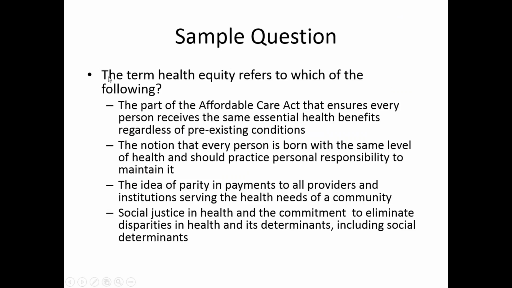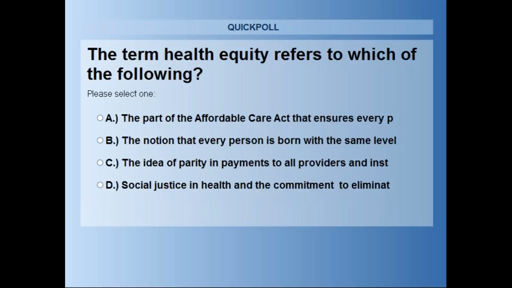The following: health equity refers to which of the following? The part of the Affordable Care Act that ensures every person receives the same essential health benefits regardless of pre-existing conditions. The notion that every person is born with the same level of health and should practice personal responsibility to maintain it. The idea of partiality in payments to all providers and institutions serving the health needs of a community. Social justice in health and the commitment to eliminate disparities in health and its determinants, including social determinants. And you can make your choice now.